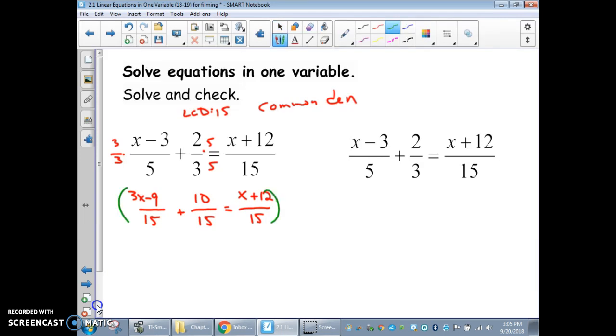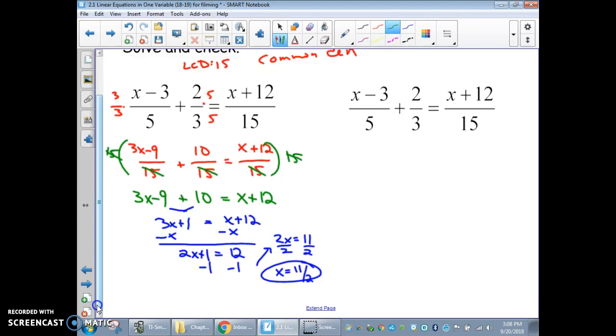And now to cancel the denominators, since we're dividing by 15, we can also multiply by 15. In doing so, we can reduce, because multiplication and division undo each other. And so the denominators cancel out, and you're left with an equation with no fractions. In solving that equation the rest of the way, you end up getting x equals 11/2.